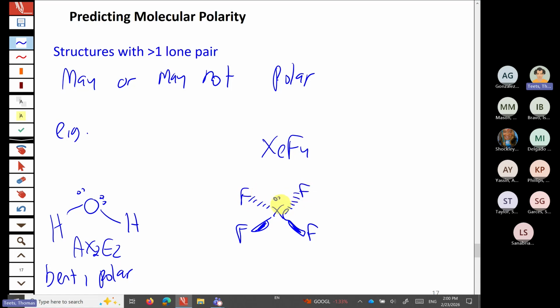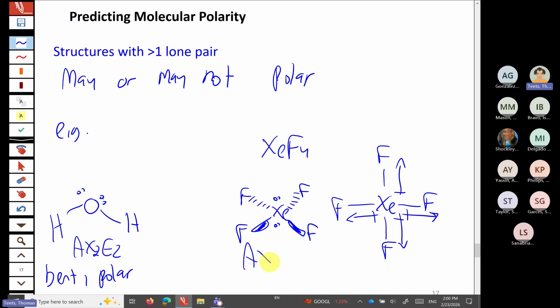And then one lone pair above and below. If you draw this in the flat orientation, which I think is more useful here, you can see that all the dipoles cancel out. You have a dipole towards fluorine, but it cancels out with the one that's opposite to it. This dipole pointing right to left cancels out with the other one that's left to right. So all the dipoles have one that's equal and opposite in magnitude that cancel each other out.